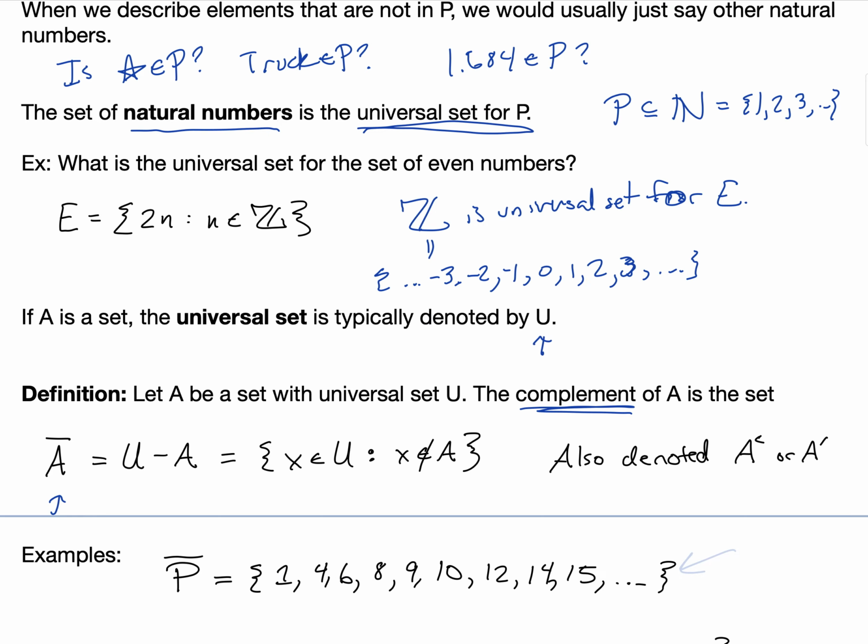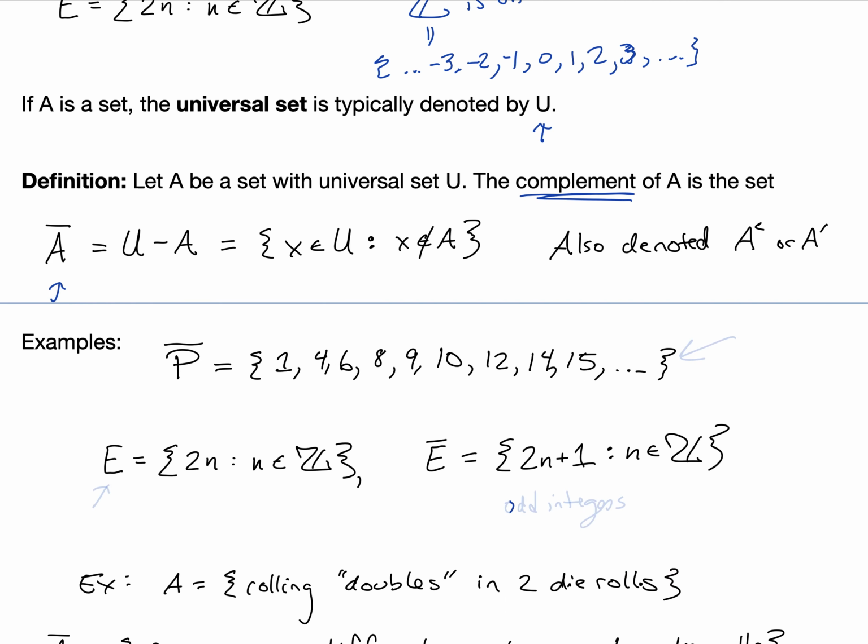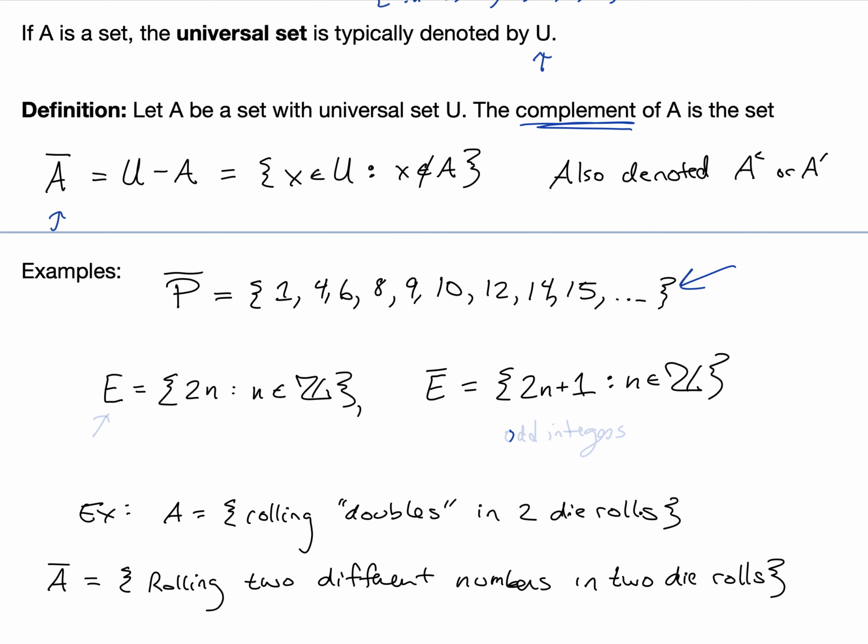As an example, the complement of the set of prime numbers is also a set, and that set would be all natural numbers that are not prime numbers: 1, 4, 6, 8, etc. If we talk about the set of even integers, 2 times n, where n is an element of the integers, the complement of that would be all integers that are not even. That ends up being the odd integers, which we could write as 2n plus 1, such that n is an element of the integers.